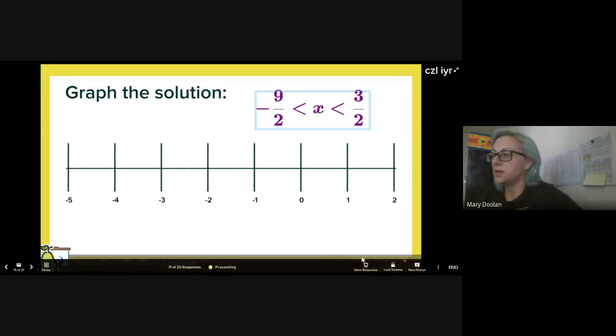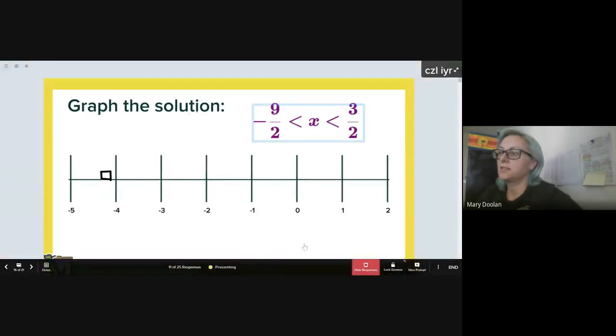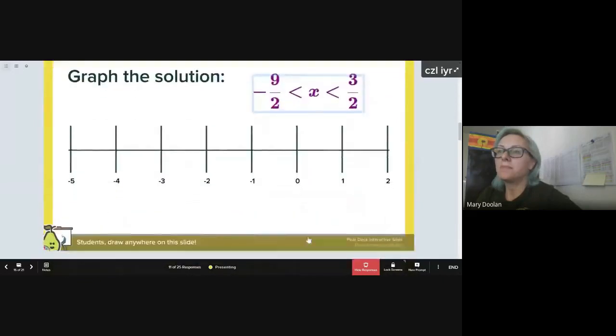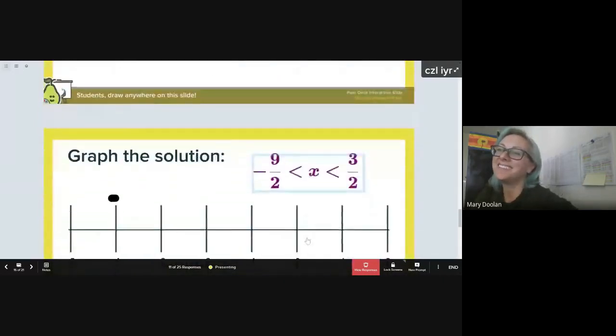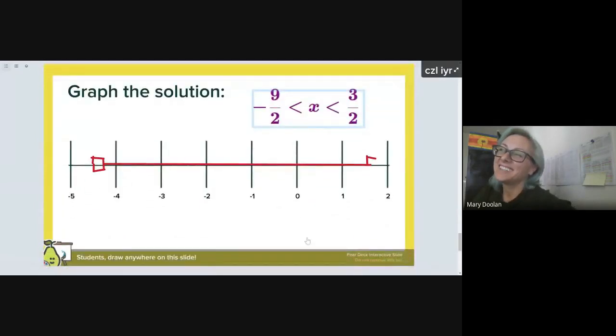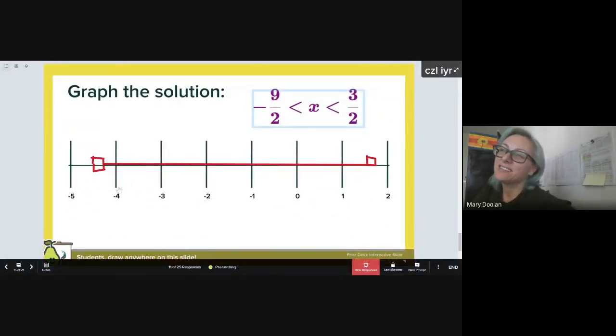Okay, so let me show you so far. Oh wait, that's pretty close. I think it's just the way the tools are. So this is great. This is Kobe. Okay, -9/2 is -4 5/10. That's in between -5 and -4.